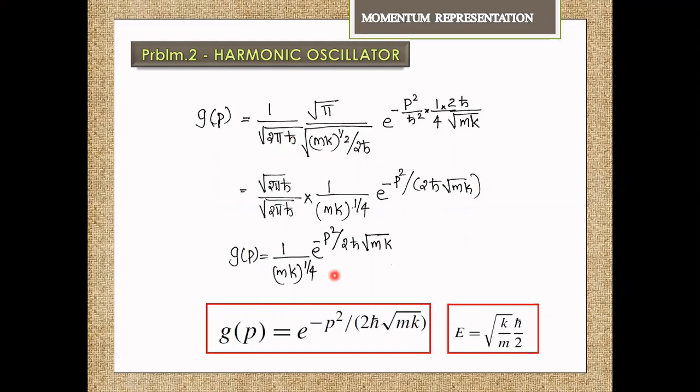Finally, we obtain the momentum wave function G of p is 1 by mk raised to 1 by 4 into e raised to minus p square by 2 h cut root mk. This is the unnormalized solution. G of p is equal to e raised to minus p square by 2 h cut root mk, and the energy value is same as that of position space. E is equal to root of k by m into h cut by 2.